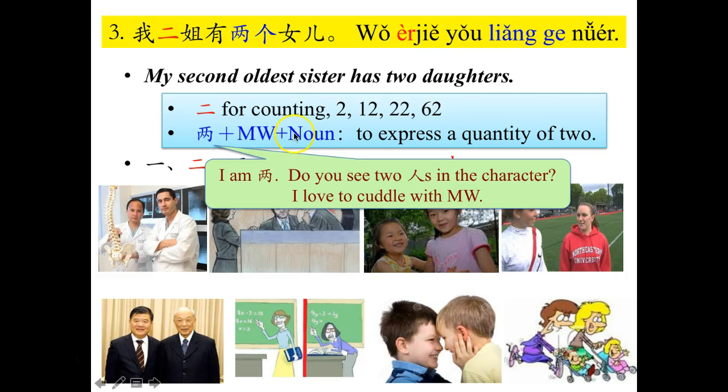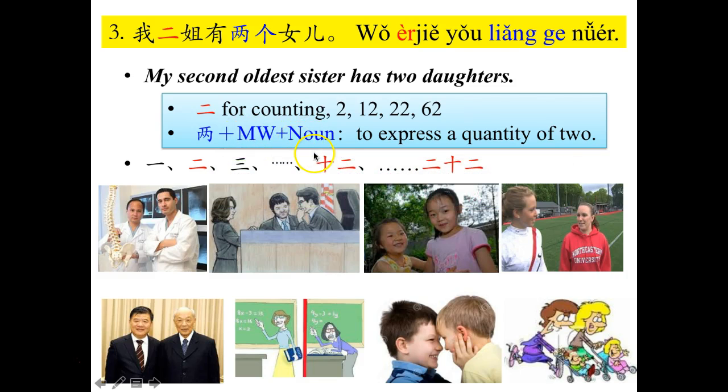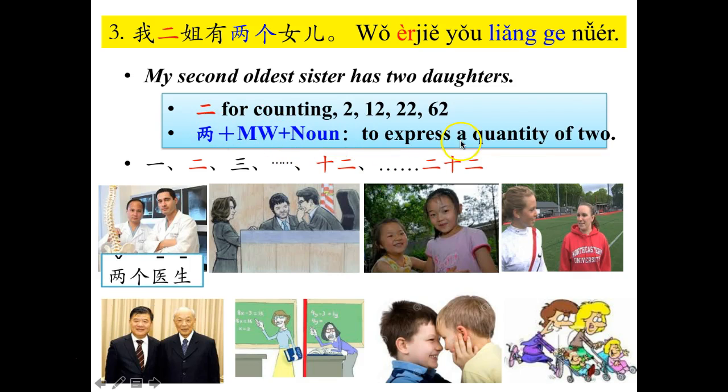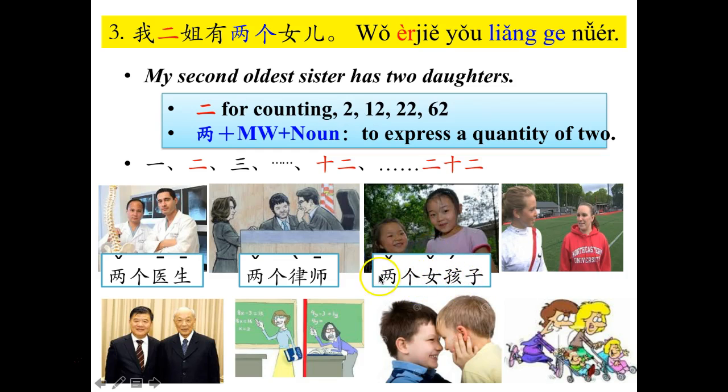Okay, 两个学生. So again, 二 is for counting, like 1, 2, 3, 12, 22. And 两 is for counting the quantity of 2. So this one is 两个医生, 2 doctors. 两个律师, 2 lawyers. Here, there are 2 girls. So you say 两个女孩子. Here are 2 Northeastern students. So you can say 两个大学生.